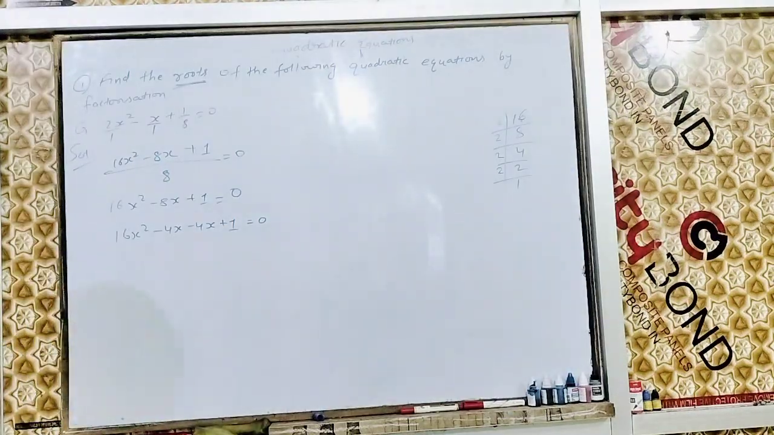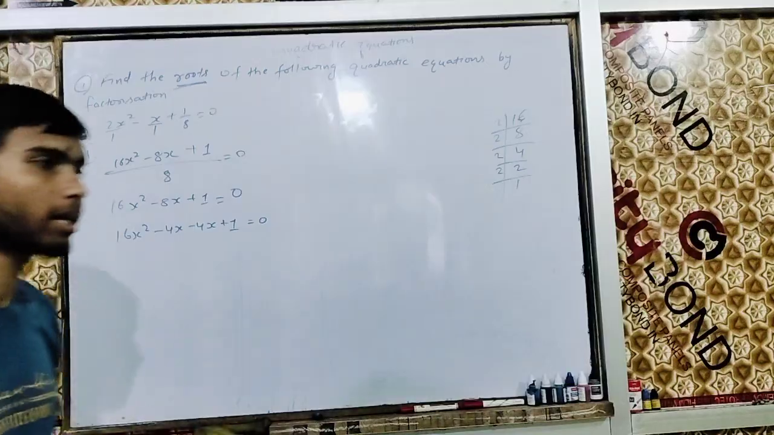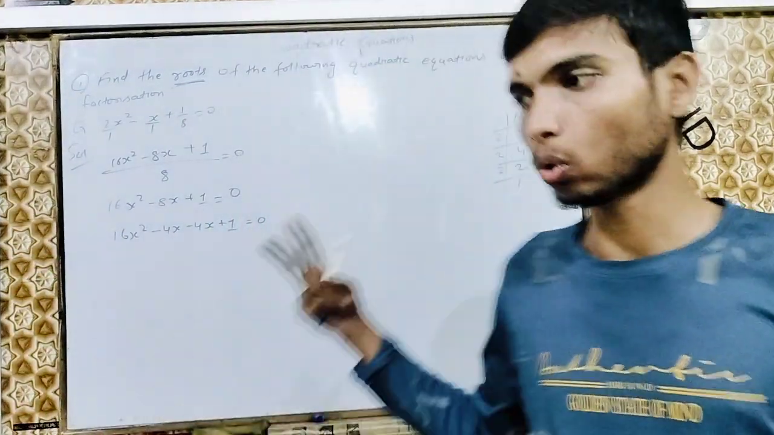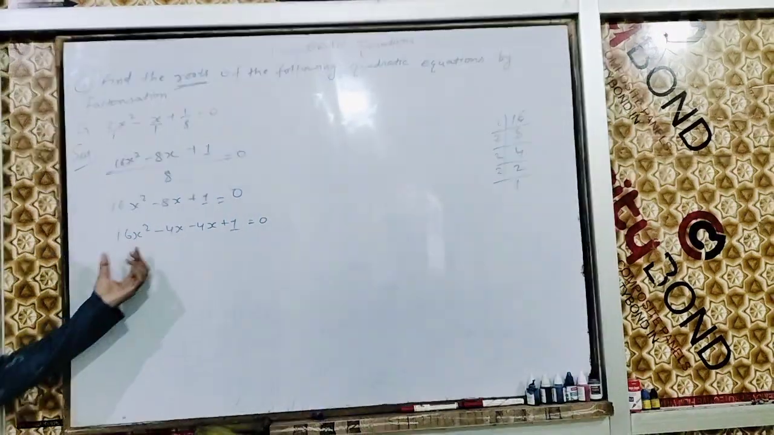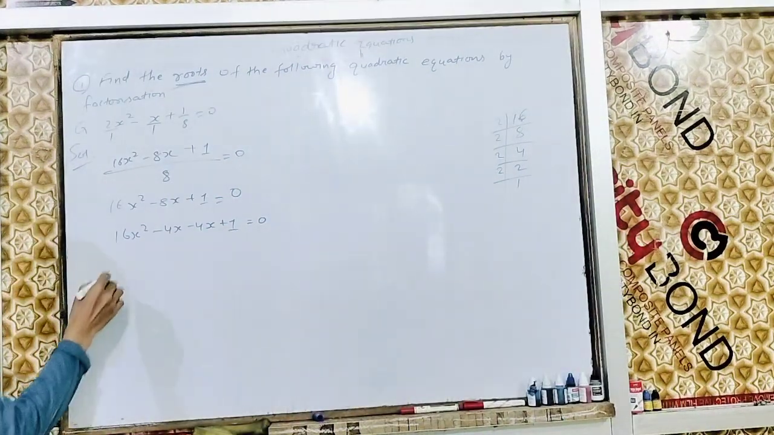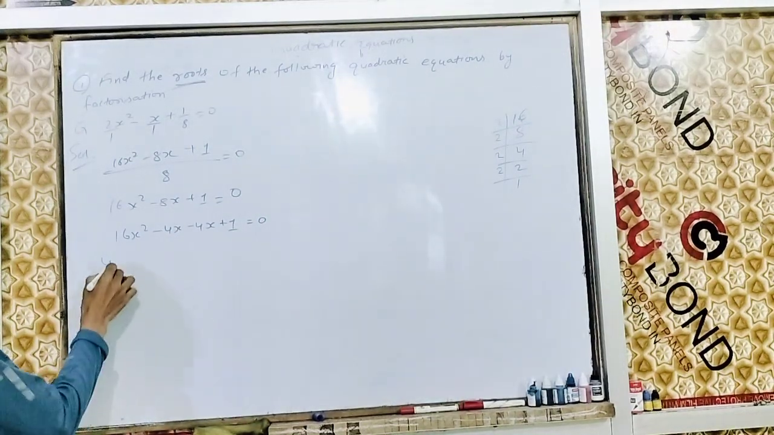Yeah, right now we have 4 terms. In this we had 3 terms, but in this we have 4 terms. Now we are able to take common with the help of 2 terms. So look at here. In these 2 terms we have 4 common. 4 is common. Not only 4, x is also common, so 4x.